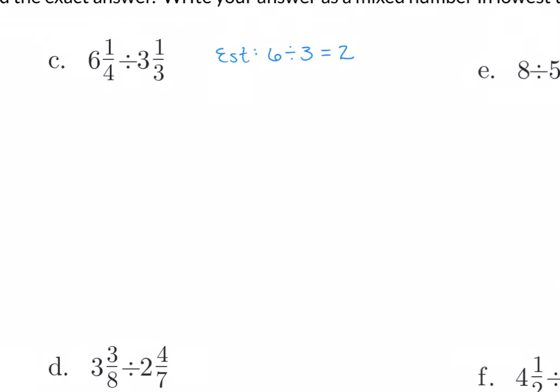All right, let's go ahead and find the exact answer. We convert to improper. 4 times 6 is 24, plus 1 is 25 over 4. Divide by 3 times 3 is 9, plus 1 is 10 over 3. Let's copy dot flip. We get 25 over 4 dot flip. We get 3 over 10.